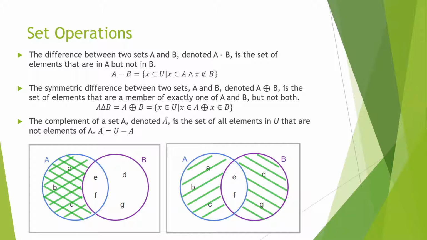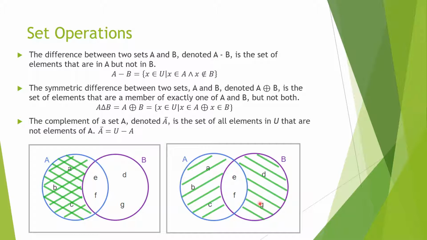So formally you can define it this way. The symmetric difference is the set of all elements like X, such that X is in A exclusive or X is in B, which means that either X is in A and X is not in B, or X is in B and it's not in A, which means that it should be in exactly one of the two sets, not in both.